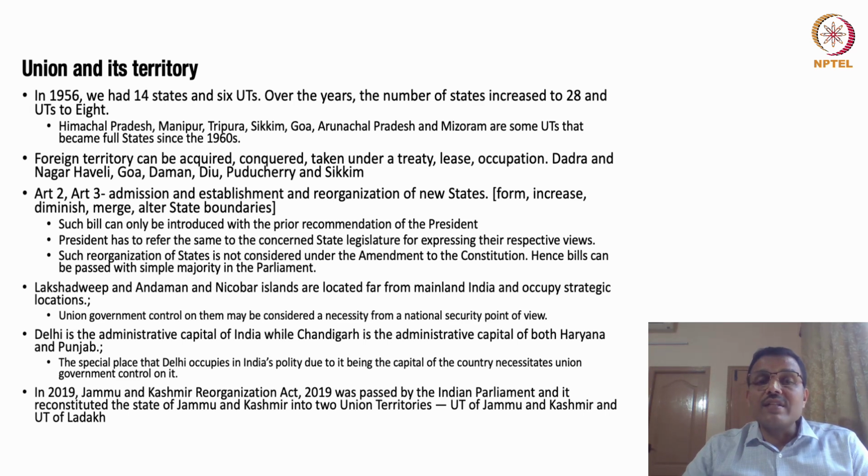So in 1956, you will notice that just after we adopted the constitution, the country had only 14 states and 6 union territories. Over a period of time, that has increased to 28. And you will notice that some of the union territories have been declared as state, and they include Himachal Pradesh, Manipur, Tripura, Sikkim, Goa, Arunachal Pradesh, and Mizoram.